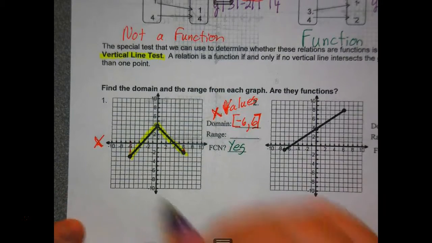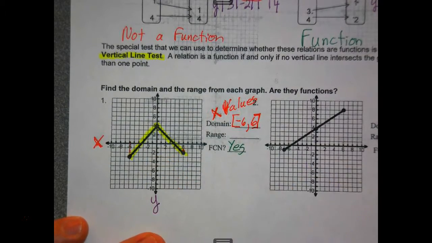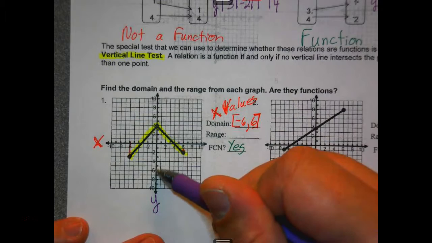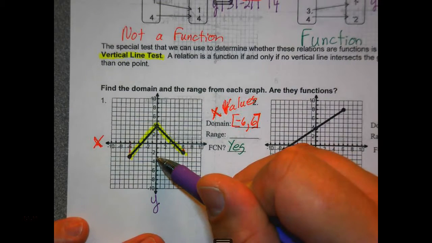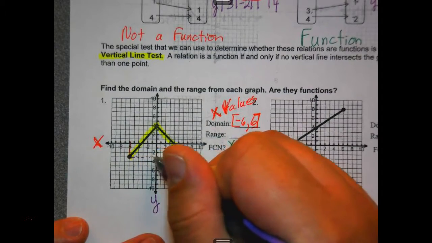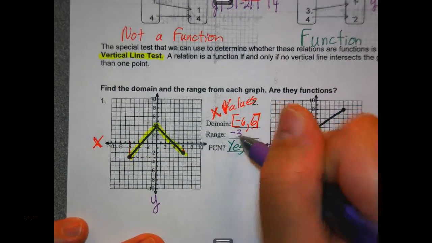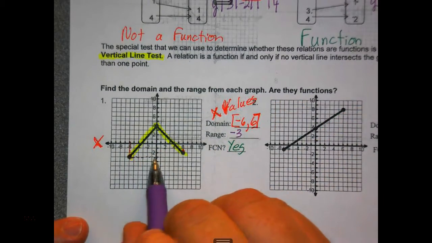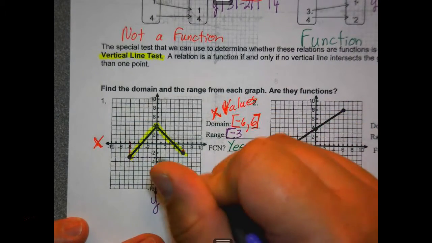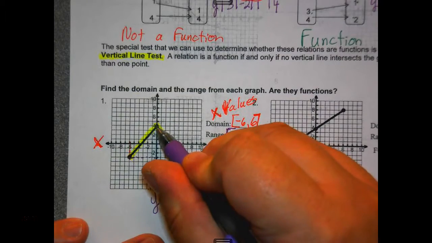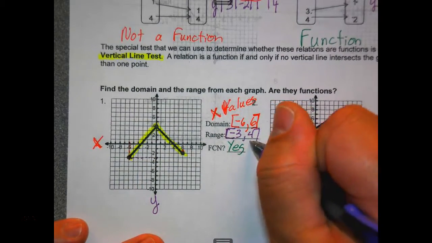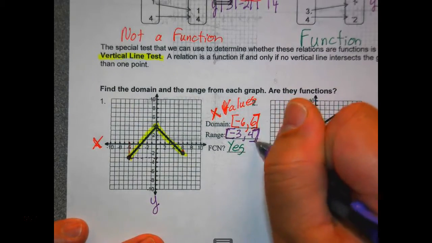What about my y? Here's my y-axis. What's my lowest y value? -3, right? -3. There's a closed circle, so it's a bracket. And it goes up to +4, closed circle, so it's a bracket.